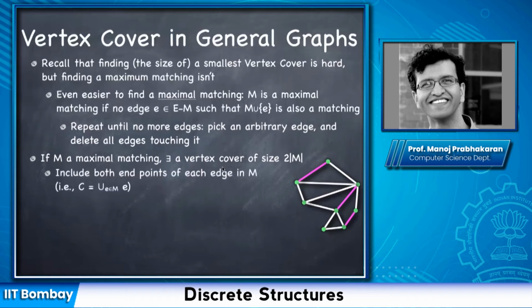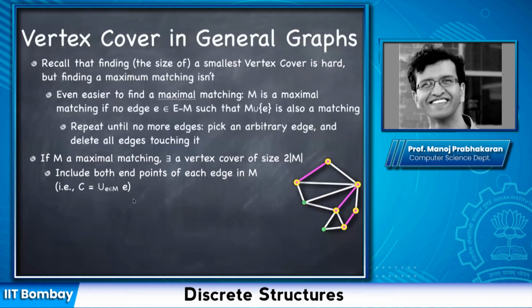Okay, how is that? Simply, so in this case, these were the three edges. I simply add both the endpoints of each edge in the matching to my vertex cover. So my vertex cover has these 6 nodes, that is twice the size of the matching I started with. Okay, so that's a vertex cover.